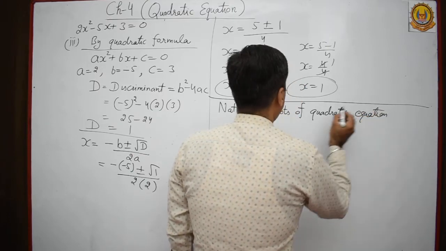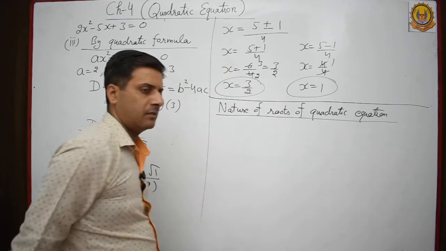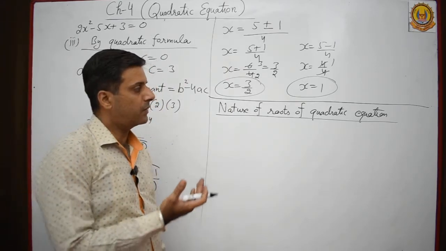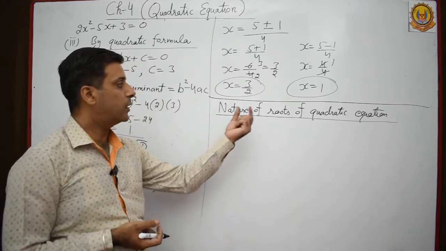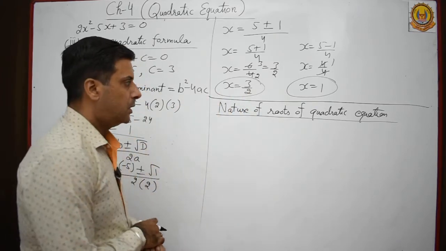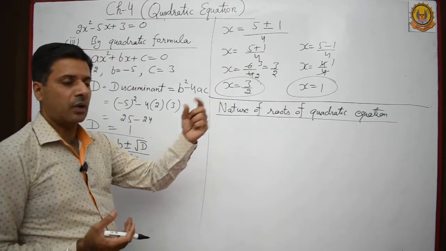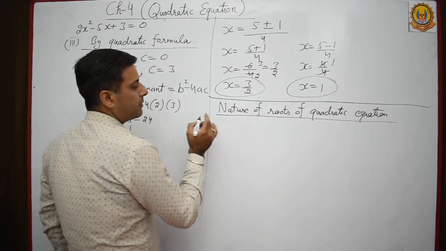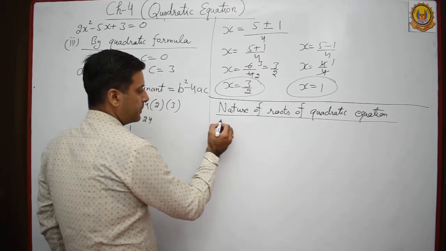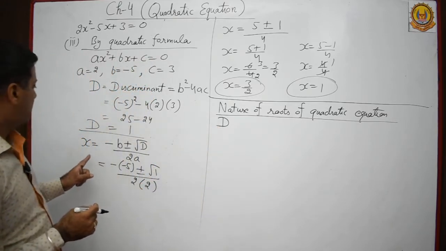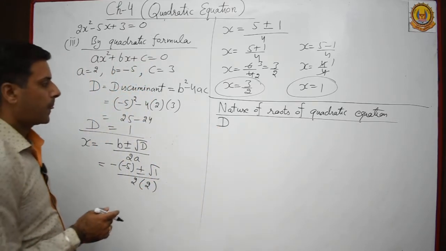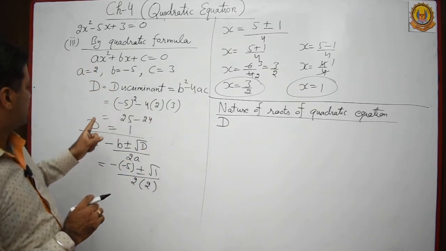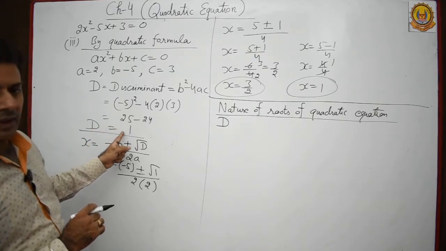So what is the nature of roots of a quadratic equation? What is the meaning of this thing? Nature of roots means what kind of roots we will get after solving the quadratic equation. So how will you check the nature of the roots? For checking the nature of the roots, firstly we will find out D, that is discriminant, as we found in the quadratic formula method. So firstly you will find out D like this. Here D is equal to 1.